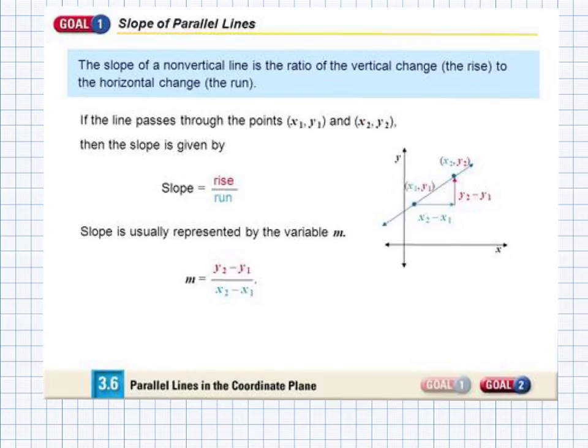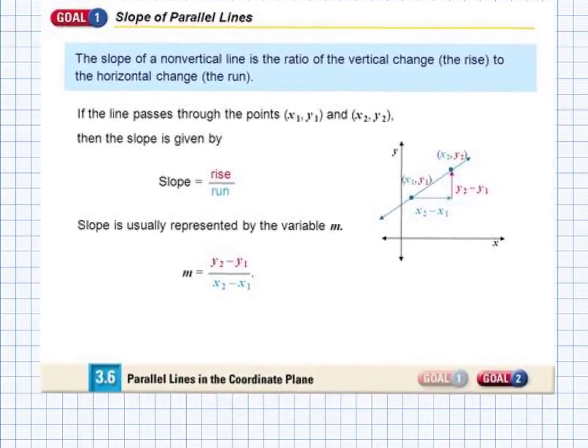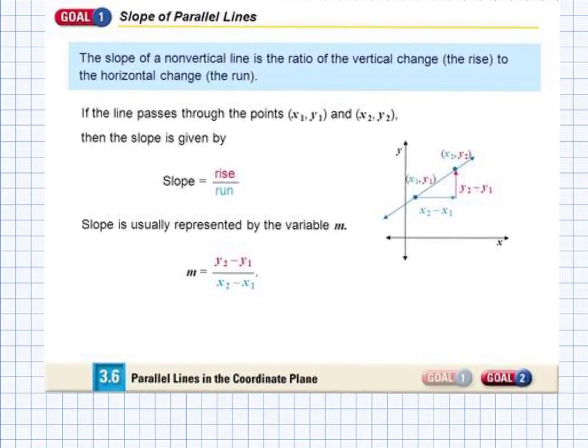So the slope of a non-vertical line is the ratio of the vertical change, the rise, to the horizontal change, the run. So if a line passes through points which are called x1, y1 and x2, y2, and I'll explain that in a minute, then the slope is what we've been talking about, rise over run. And then you put it down here, you take y2 over x2, and on this side you take y1 over x1, and you're basically subtracting the 1's from the 2's. So that's a little confusing, but I'll explain it in a minute.